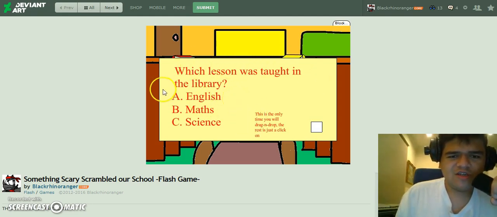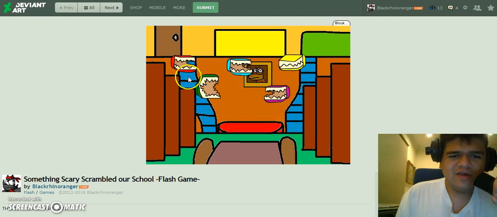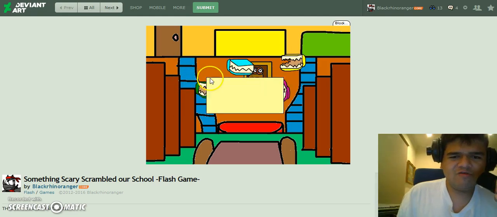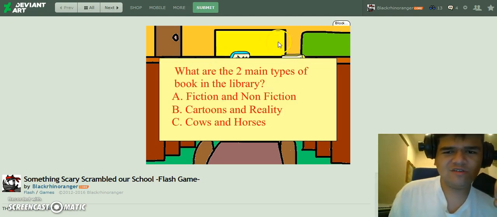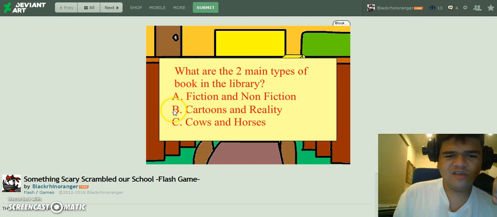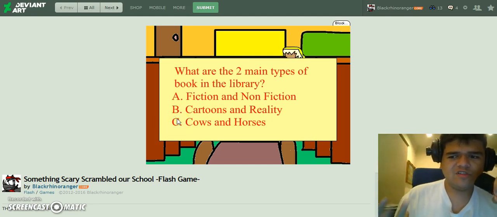Which lesson was taught in the library? English, math, or science? You probably know this one. And when the right question is answered, they get turned back into books. You see it here with the arrow. Unfortunately, I cannot click on the wrong answers because they do nothing. The teachers wanted it to be simple as pie, even though this was clearly made at a high school.